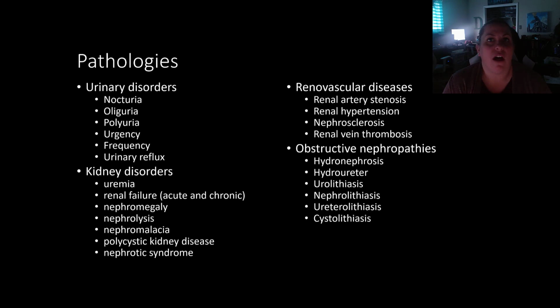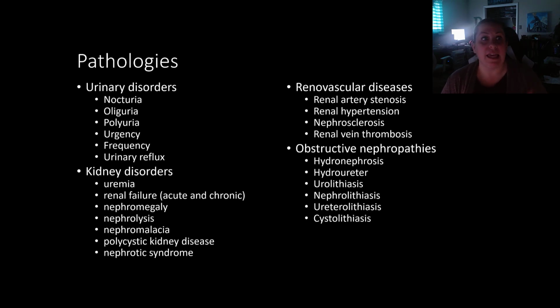We then have some pathologies. This is where we're looking at the urinary disorders. Nocturia we talked about, which is dealing with having to go to the bathroom at night. Oliguria is going to be where you're not producing very much urine. You have polyuria, which is you're producing way too much. Urgency and frequency go along with this.